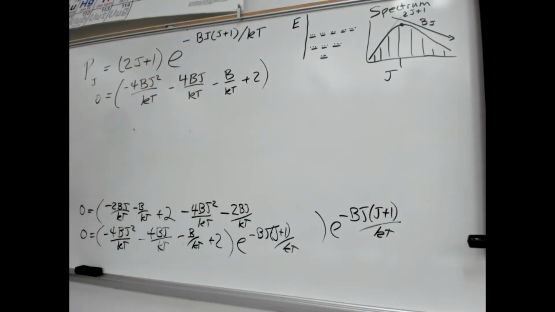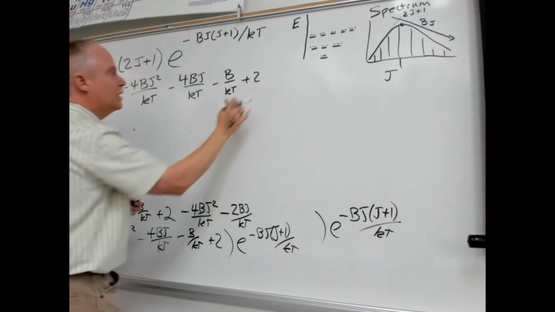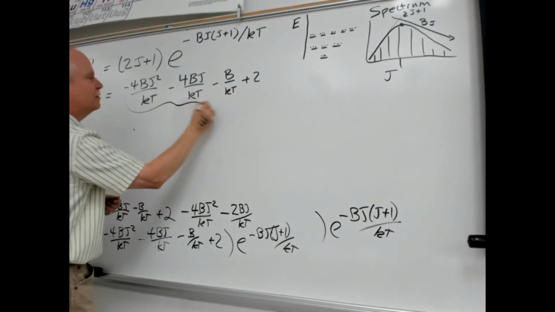Can we simplify this? I think so. Yeah, the negative BJ, or no, it's negative BK. So let me get rid of these parentheses. We don't really need them. Let's just work on this piece right here. Can we simplify this piece?